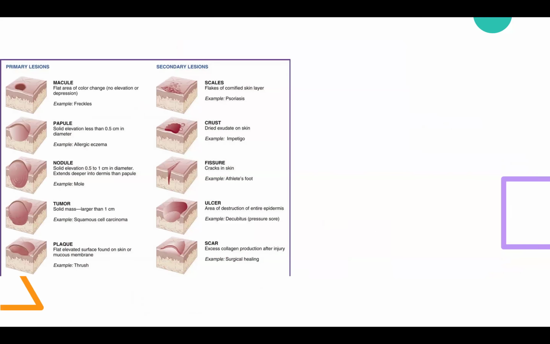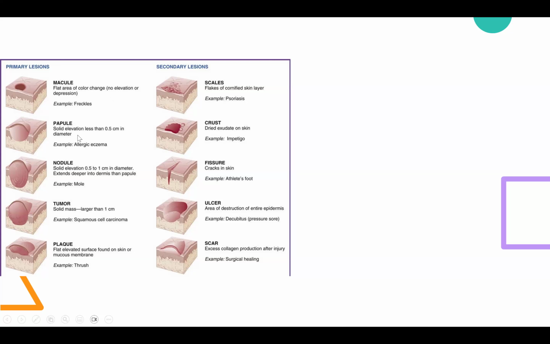So these are the morphological skin diagnoses that we write as a symptom. A macule is a flat area of color change. There is no elevation or depression, and there are no scales. It is less than 0.5 centimeter. More than this, it is called a patch.